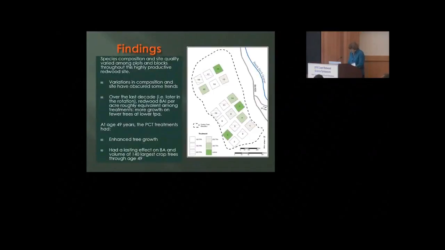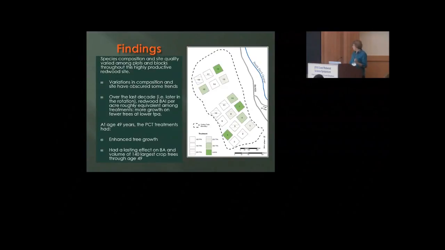So our findings are the subtle differences in site quality and composition made it difficult to initially observe some results. We've still got a lot of work to do on trying to sort it out. Pascal's work found that there's a trade-off going on right now between more stems that are growing slowly versus fewer stems that are growing quickly.